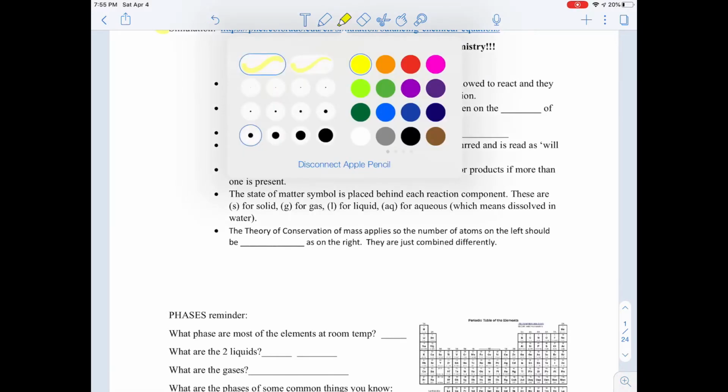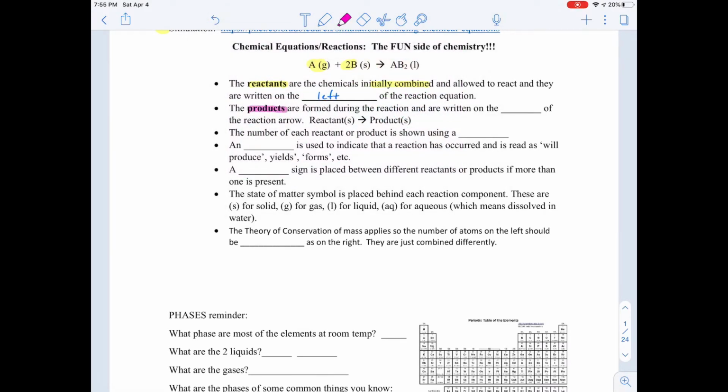Then we have products. And these are the ones that are formed, right? So they are this guy. And you can have more than one product. You can have a single product. This one has to have just one. So this is going to be the right of the arrow. So reactants go on the left, products go on the right.